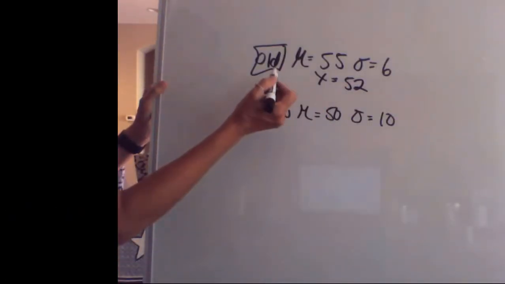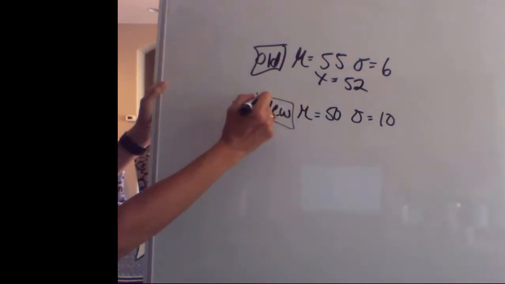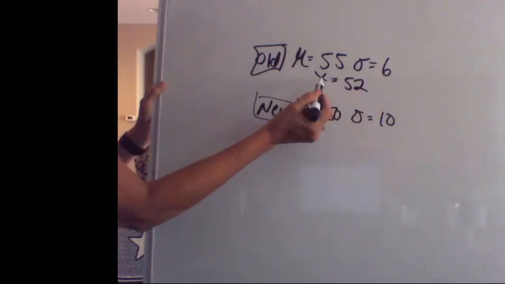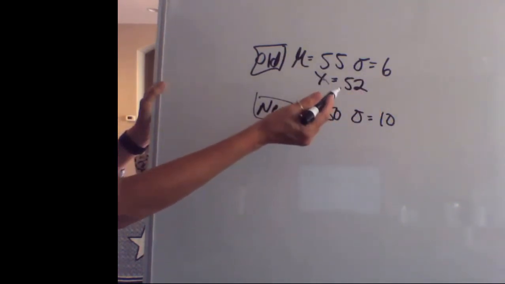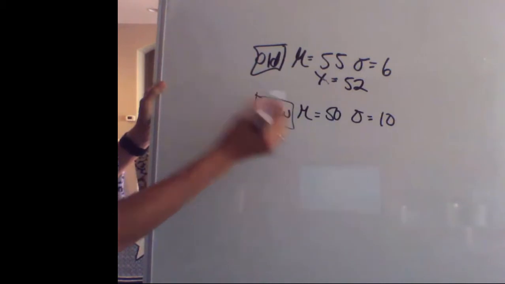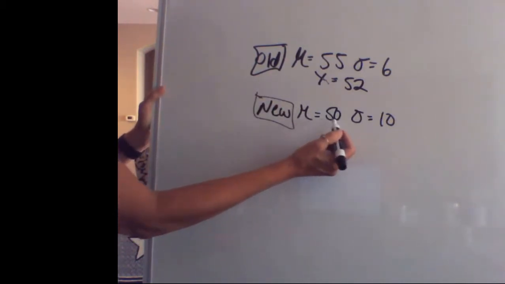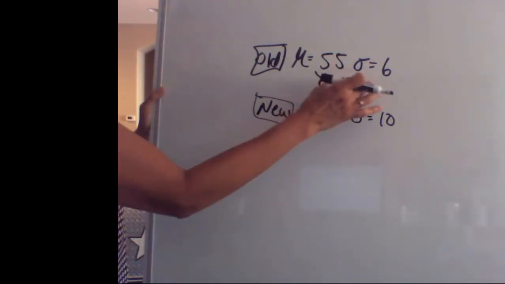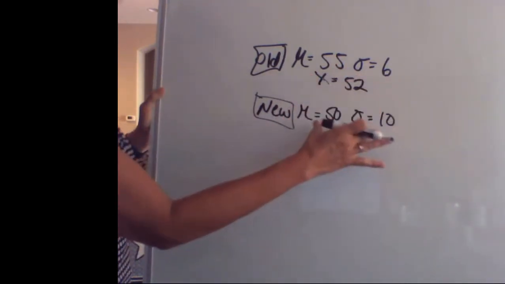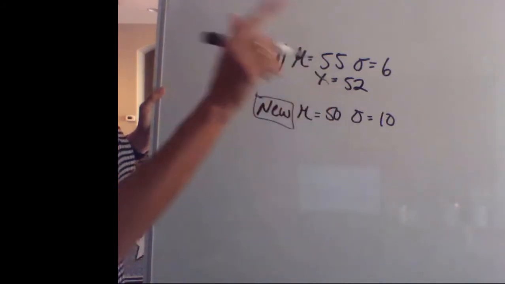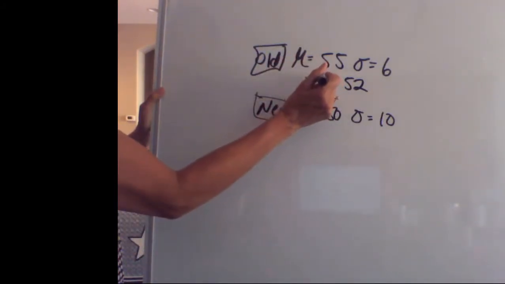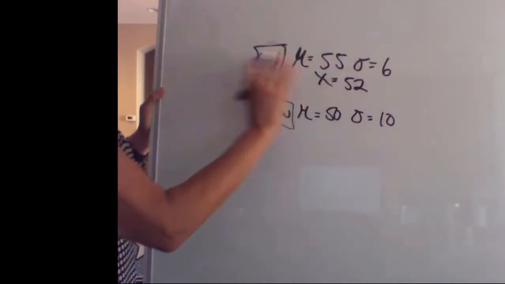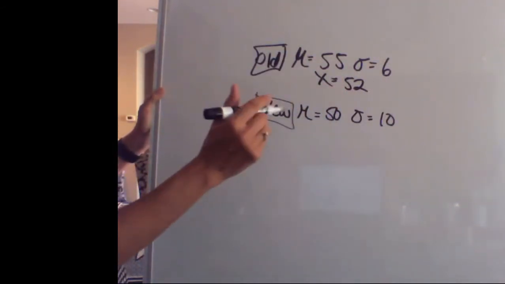So here we have the information for the old and the new. The old distribution had a mean of 55, standard deviation of 6, and the score we had in the old distribution was 52. The new standardized distribution has a mean of 50 and a standard deviation of 10. So we need to figure out what would the score of 52 be if it was put on this new scale. The first thing we have to do is find the z-score for 52. We need to find out, in a normal distribution, where would this score be in a standardized distribution.